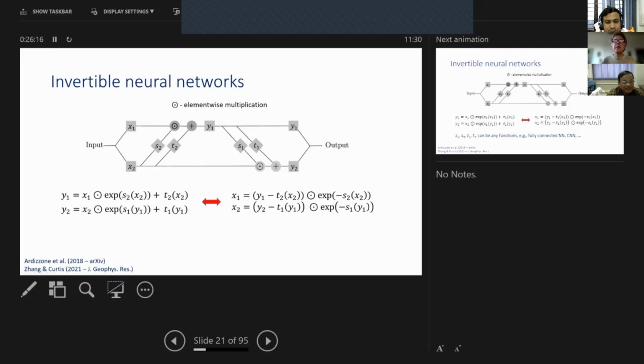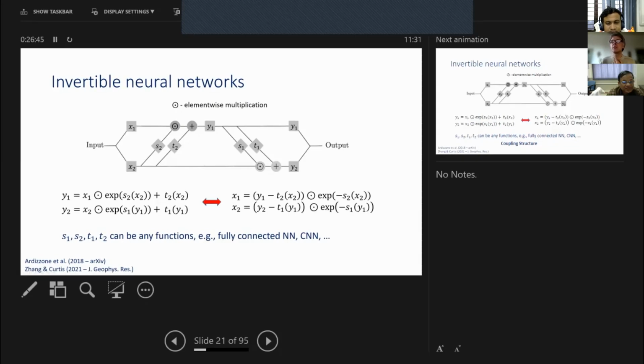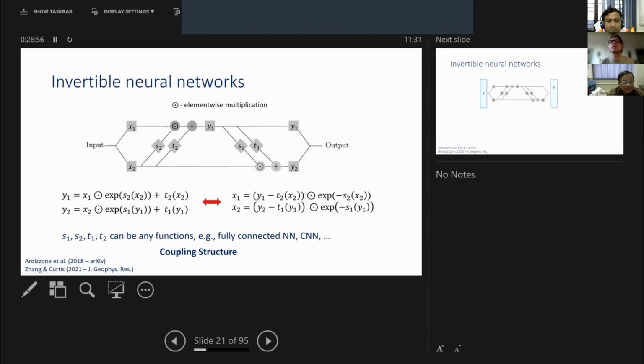And it's true even though s1 and s2 and t1 and t2 can be any functions, they can be arbitrarily complex. For example, we can use fully connected neural networks, as we were looking at previously, convolutional neural networks, any type of neural network we like, we can plug into these four functions here. And that makes the structure, although overtly simple, actually intrinsically incredibly complex and therefore very flexible. We can use it to fit flexible functions. And we call this structure up here a coupling structure because it's coupling the two branches together.